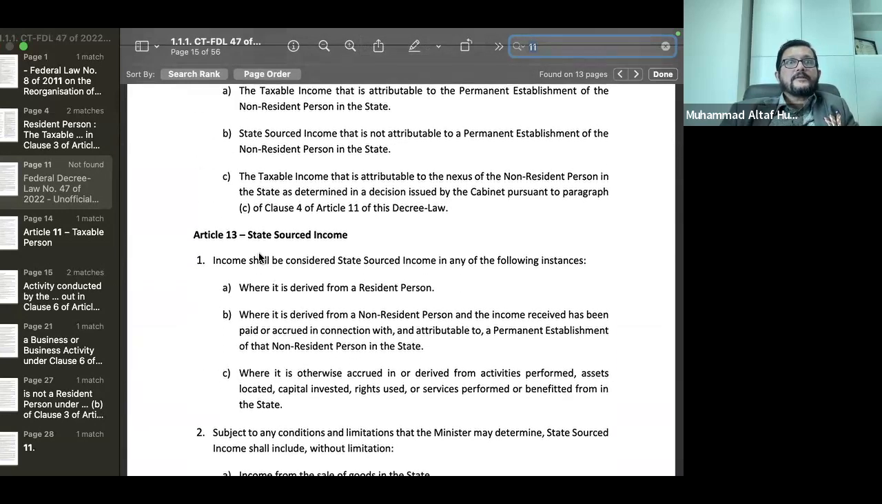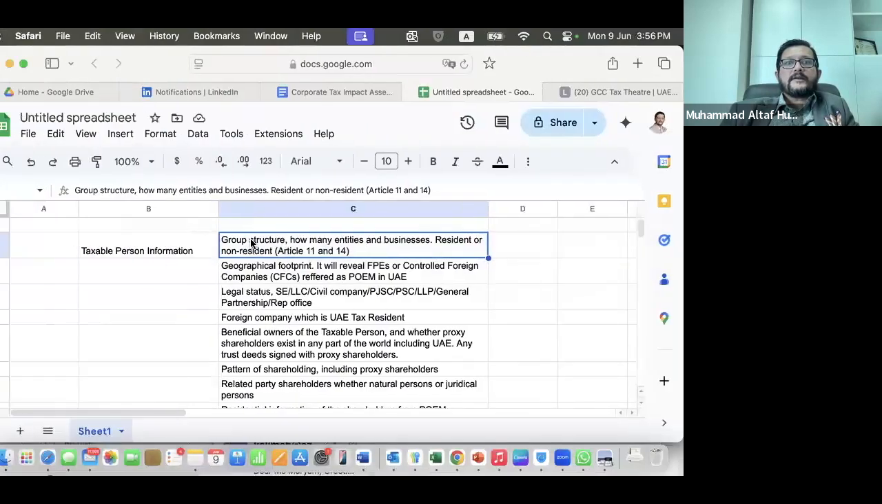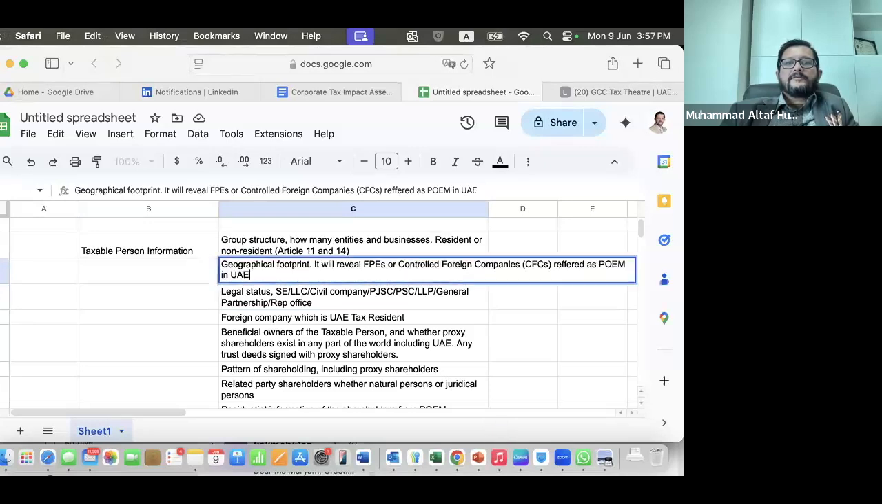We did not address this. So this is a question, right? Yes. So we should write it separately, like we've mentioned. I think it will be second because under non-resident only state source income. Exactly. Geographical footprint, FPEs we mentioned. Then we should also address the state sourced income, which is Article 14.